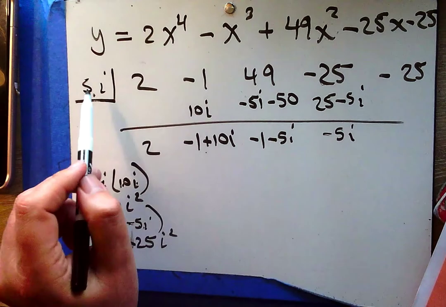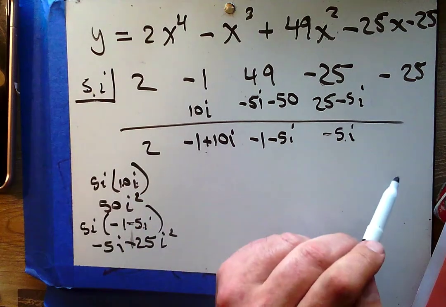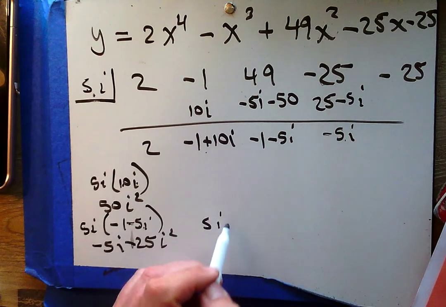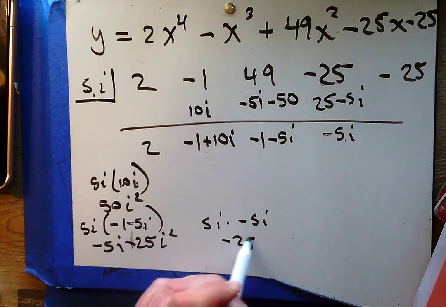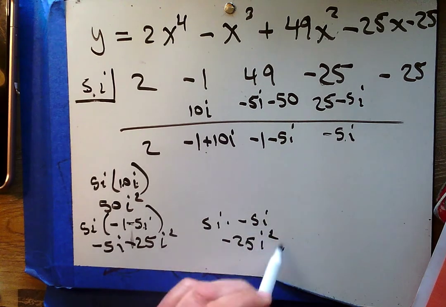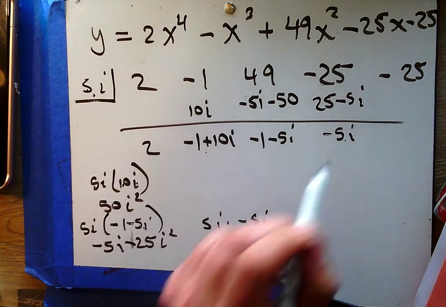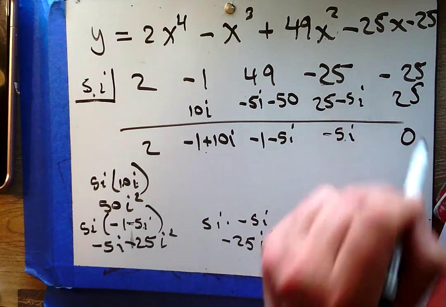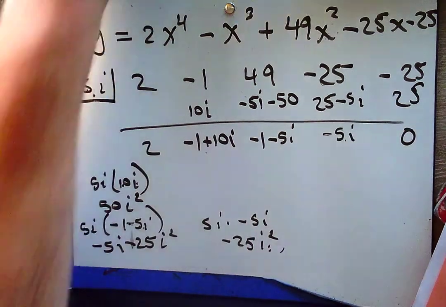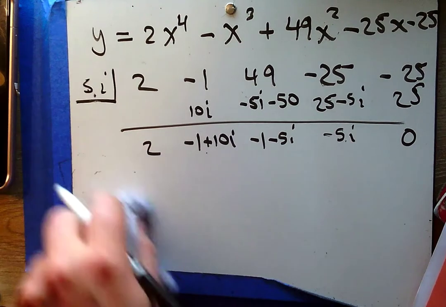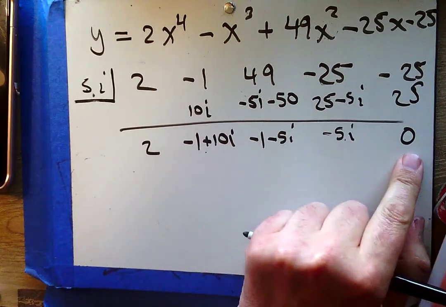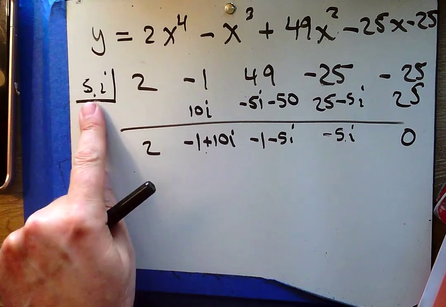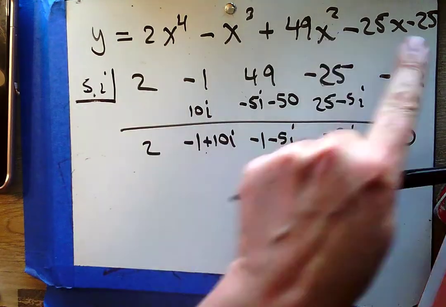And then I'm going to multiply this 5i times this negative 5i. 5i times negative 5i, and I'm going to get negative 25 i squared. i squared is negative 1. Negative 1 times negative 25 is 25. And sure enough, 5i is a 0. And I know 5i is a 0 because I'm using the factor theorem. The factor theorem says when I get a remainder of 0, I found one of the roots of that polynomial.